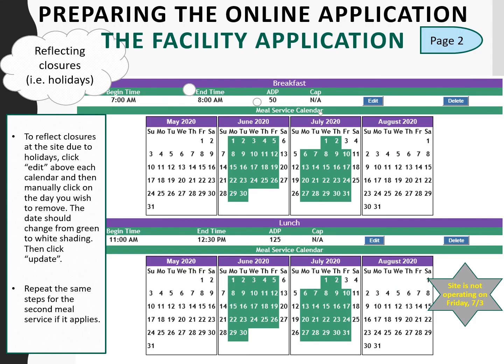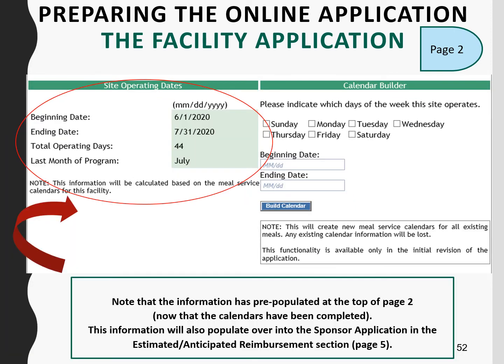To reflect closures at the site due to holidays, click Edit above each calendar and then manually click on the day you wish to remove. The date should change from green to white shading. Then click Update. Repeat the same steps for the second meal service if applicable. For instance, in this example, the site is not operating on Friday, July the 3rd. On page 2, please note that the information has pre-populated at the top of page 2 now that the calendars have been completed. This information will also populate over into the sponsor application in the estimated or anticipated reimbursement section on page 5.